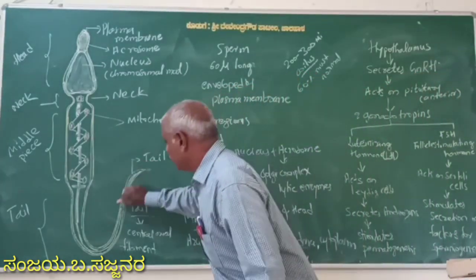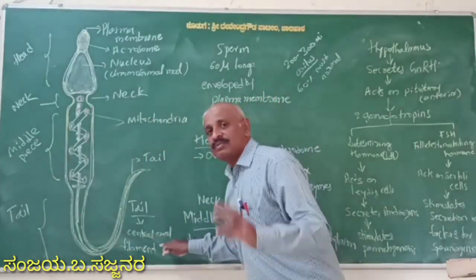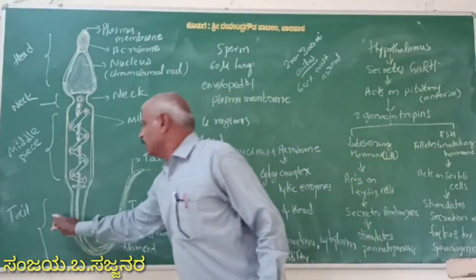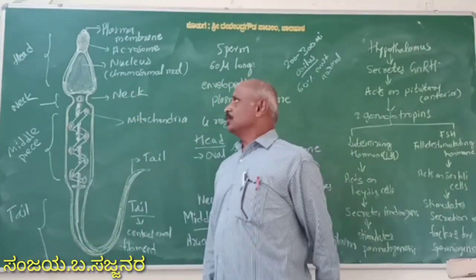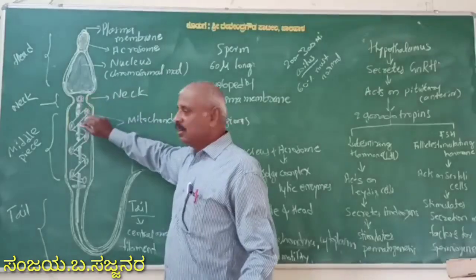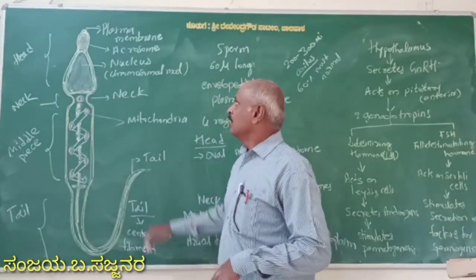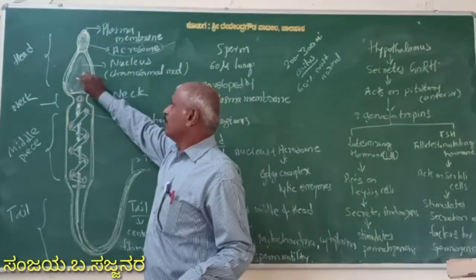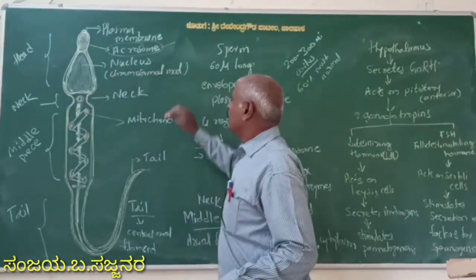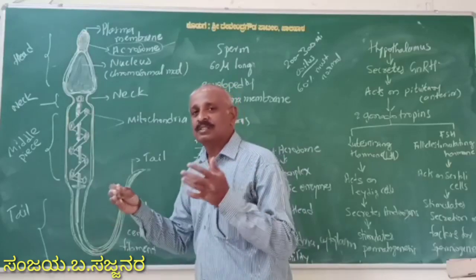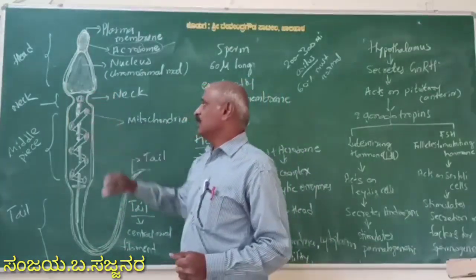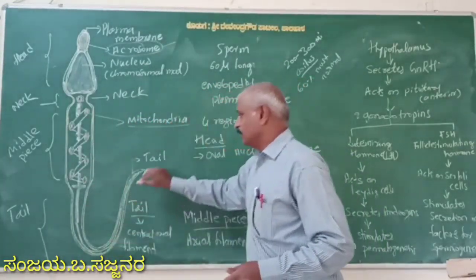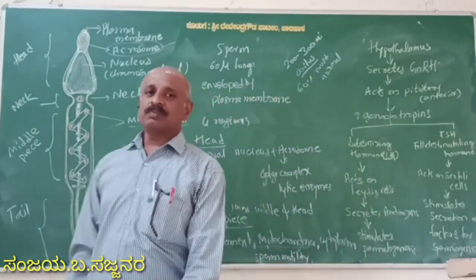And after that, you observe in the tail region, there is a presence of central axial filament. It runs up to the head in the tail region. Very simple structure: the head region, neck, middle piece, and the tail region. In the head, only the acrosome is the most important factor, and there is a presence of nucleus that contains the chromosomal material. And there is a neck region. In the middle portion, there is a presence of mitochondria, and the tail region. This is the structure of the sperm.